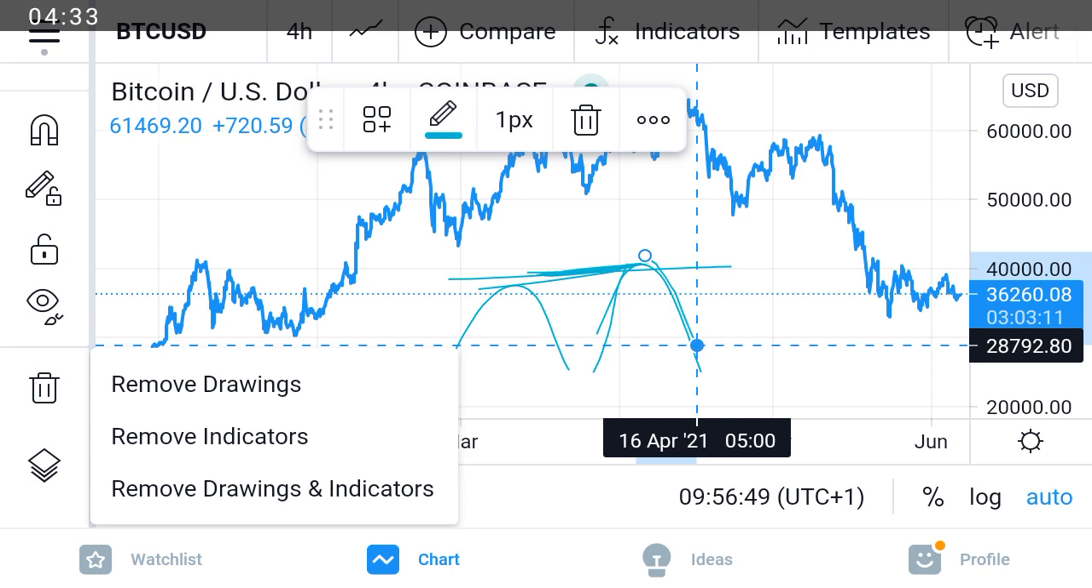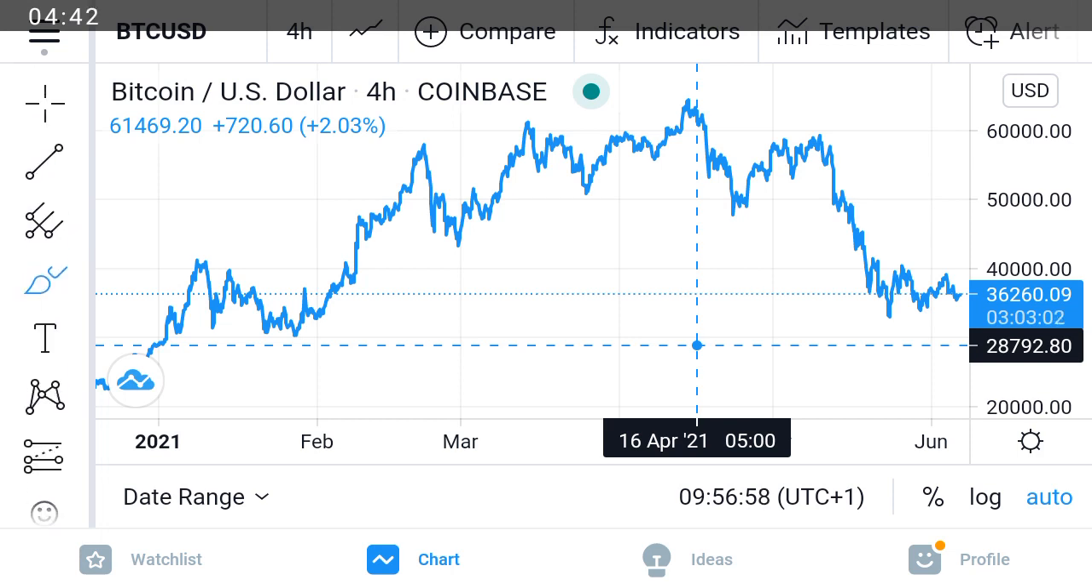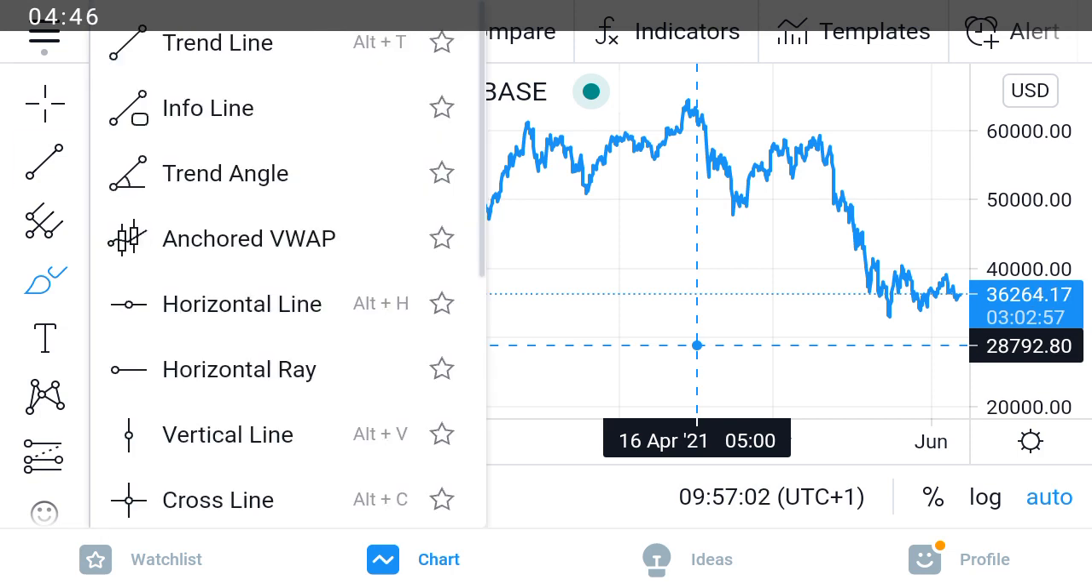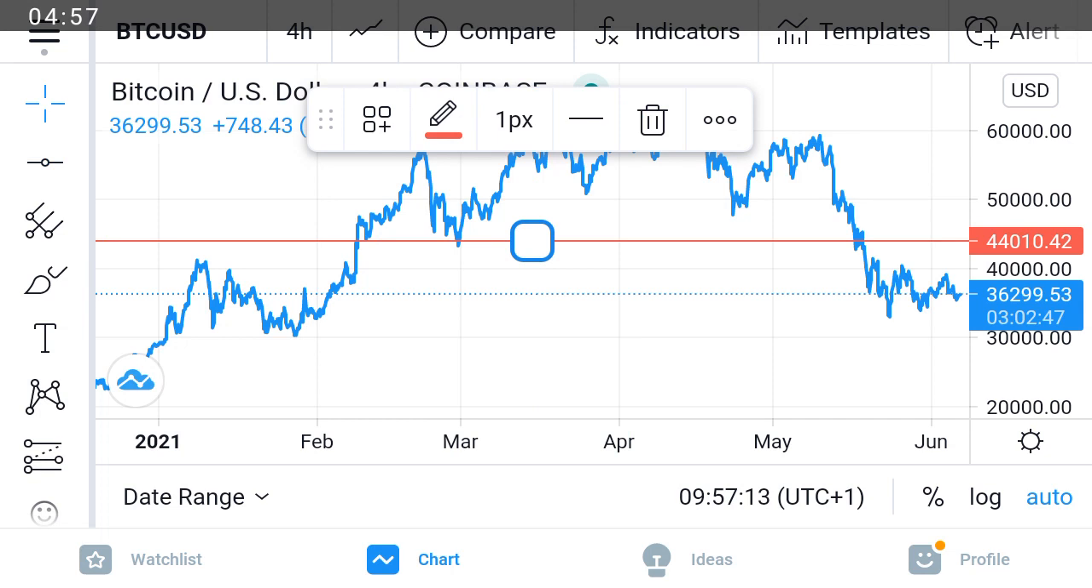All right, so let's draw support on this chart. If you look at the second icon here, if you tap it, okay, horizontal line, you can actually use this on your system also. All right, okay, so just tap anywhere. Okay, now let's try to identify a point where we can use as our support.